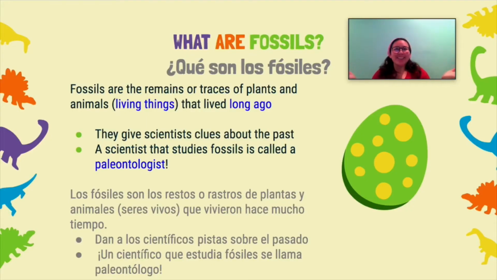And today we're going to learn a little bit more about fossils. Okay, so first, what are fossils? Fossils are the remains or traces of plants and animals, otherwise known as living things, that lived long ago. They give scientists clues about the past, and a scientist that studies fossils is called a paleontologist. Fossils usually come from the hard parts of living things, like bones or shells, that stay years and years and years later.